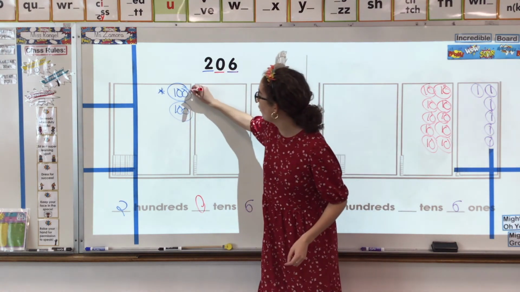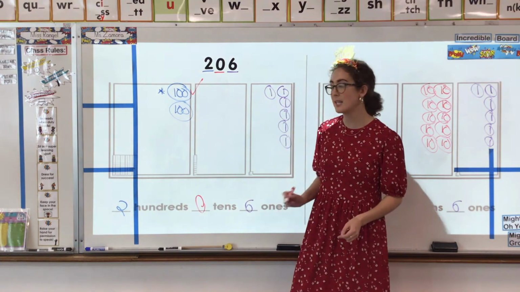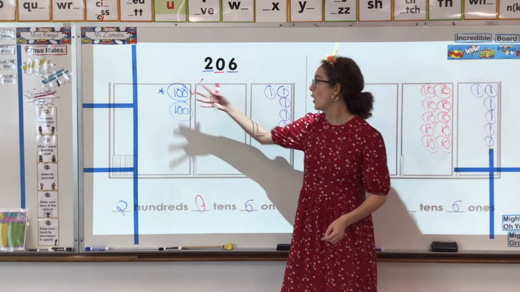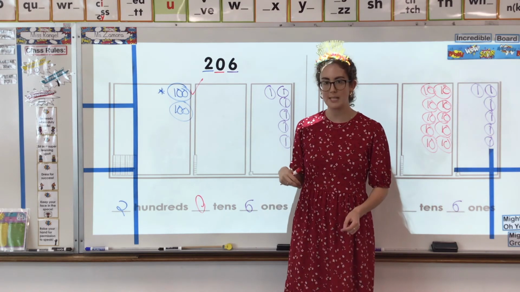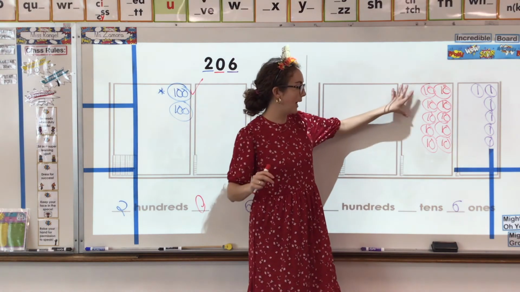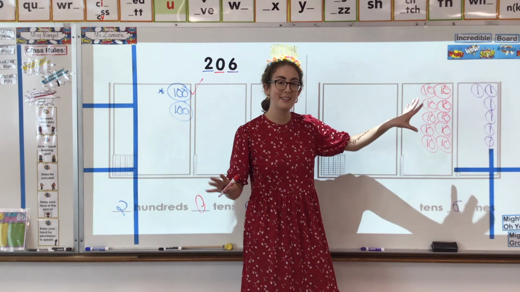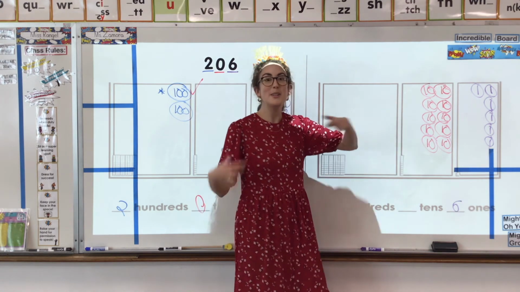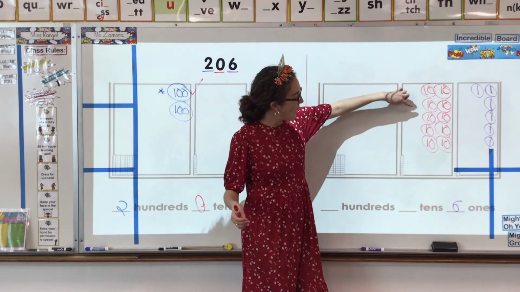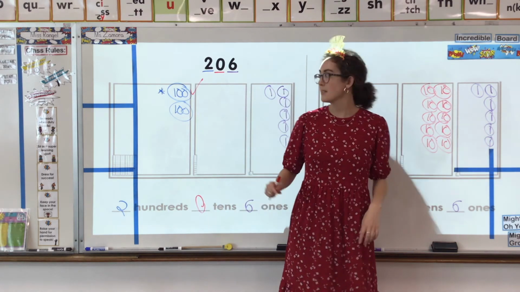We just drew one of our hundreds as tens. We changed it back into its smaller units. Do you got it all? Are we done, second grade? Is this it? No, because right now we have 106.